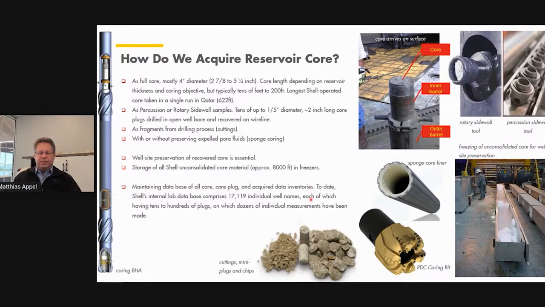Now, with the huge amount of core that is being taken worldwide, maintaining a database is hugely important. And there are services from the industry that can help you with that. Just to point out what kind of data volume is being looked at, for our own internal lab, we currently have about 17,000 cores stored. For each core, we have typically taken hundreds of plugs, and on each plug, dozens of individual measurements. All these measurements need to be correlated to wells, to well formations, to fields, and compared with different measurements. So not a single task can be done without proper databasing, but given that one spends a huge amount of money getting that material to surface, it is very important that the databases are properly maintained.